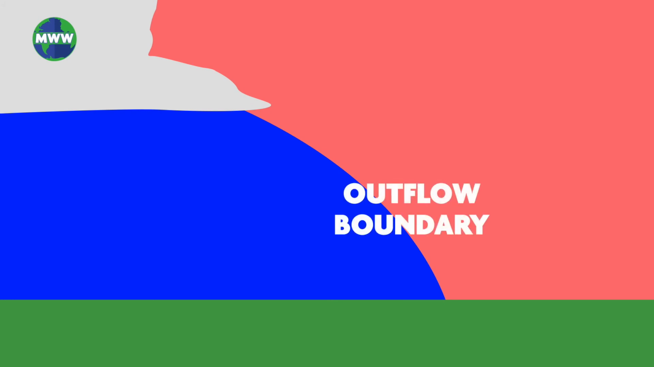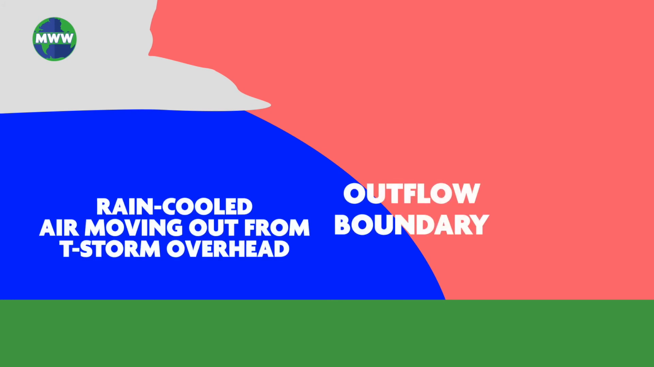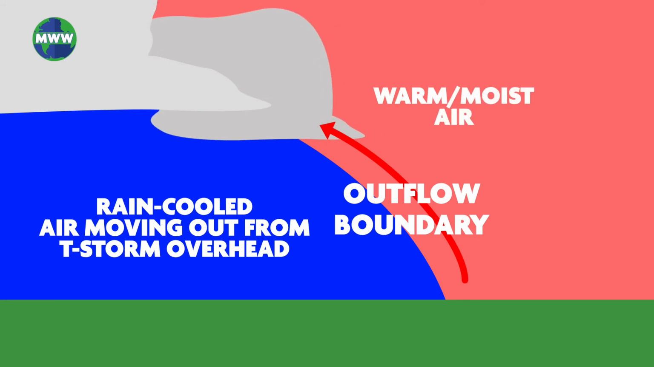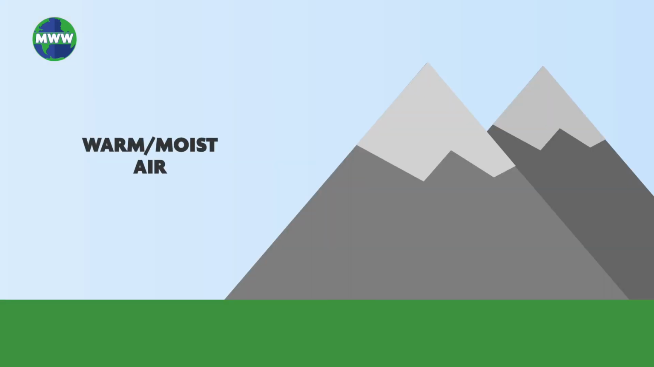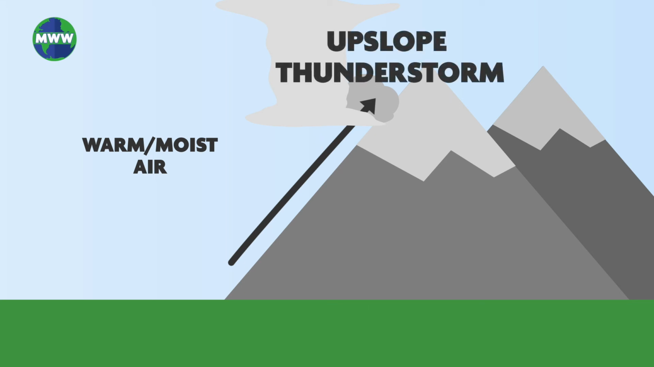Outflow boundaries also cause uplift. They are a result of the rush of cold air as a thunderstorm that has already developed moves overhead. The rain-cooled, denser air acts like a small-scale cold front, the outflow boundary, lifting warm, moist air, forming new thunderstorms. One of the last common ways air is forced up is due to the terrain of the land. For example, mountains can force air upward, and the resulting storm is called an upslope thunderstorm.